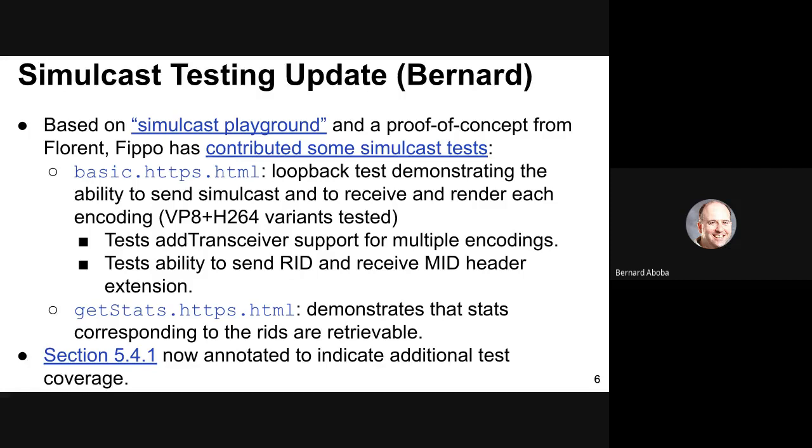And then we had a getStats version of the test, which basically then retrieved the stats and demonstrated that the stats corresponding to the RIDs were retrievable. That test does not demonstrate that the stats are accurate, just that they can be retrieved. So that's how we started off. And we updated section 5.4.1 of the spec to try to account for what portions of that simulcast section were actually covered.